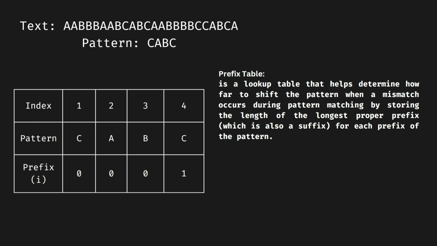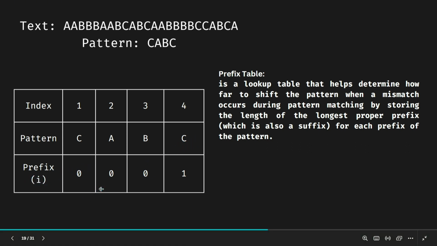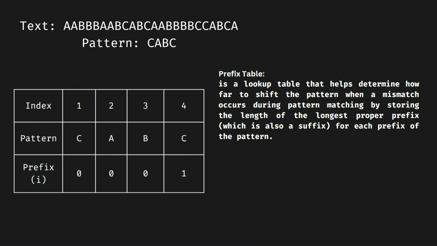the pattern. As you can see here, we have 3 rows, which are the index, pattern, and prefix. The index is 1, 2, 3, and 4. The pattern is C, A, B, and C. And now we have to calculate the prefix. For the character C, there are no proper prefixes for a single character prefix, so the prefix length is always 0. Remind yourselves that the first character, or the start, never has a proper prefix. So the length is always 0.